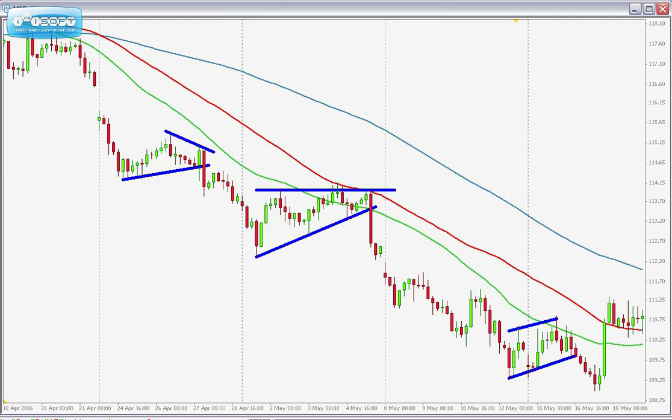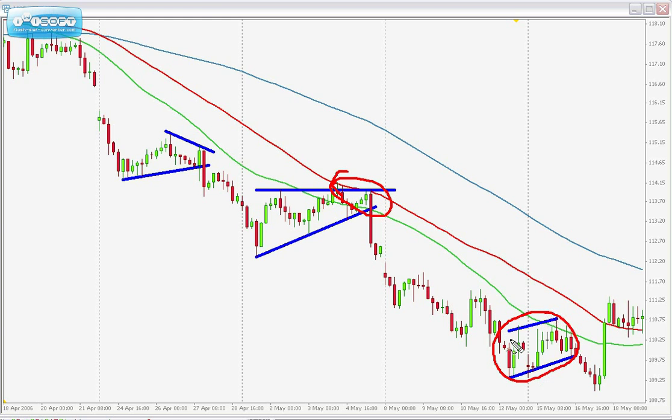It gave out 2 beautiful opportunities, especially this one, very clear. Then we had another flag in there. Okay, you see the flag. All right, you see the flag there for another swing down.